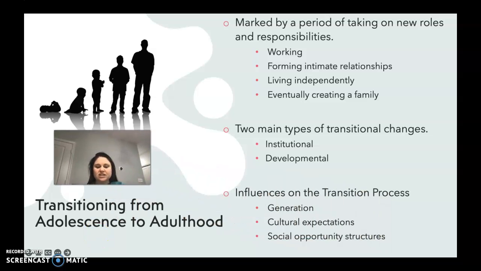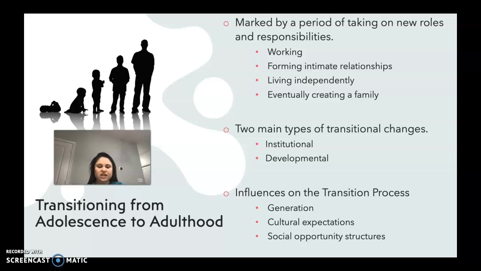Transitioning from adolescence to adulthood is marked by a period of taking on new roles and responsibilities. These include working, forming intimate relationships, living independently, and eventually creating a family. Two main types of transitional changes include institutional and developmental.